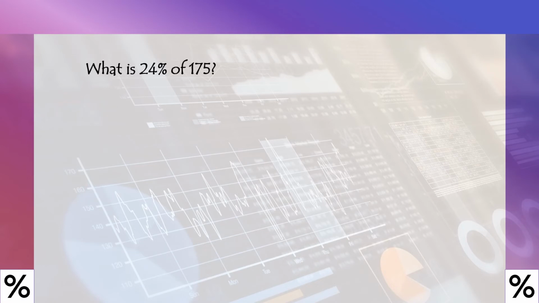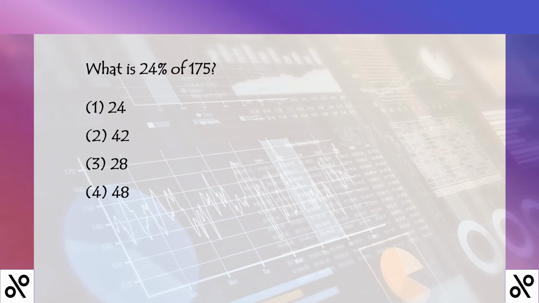What is 24% of 175? Again, a very simple sum. You all can try to solve it by yourself and then I will be showing you all the answer. Okay, the alternatives are 24, 42, 28 and 48.